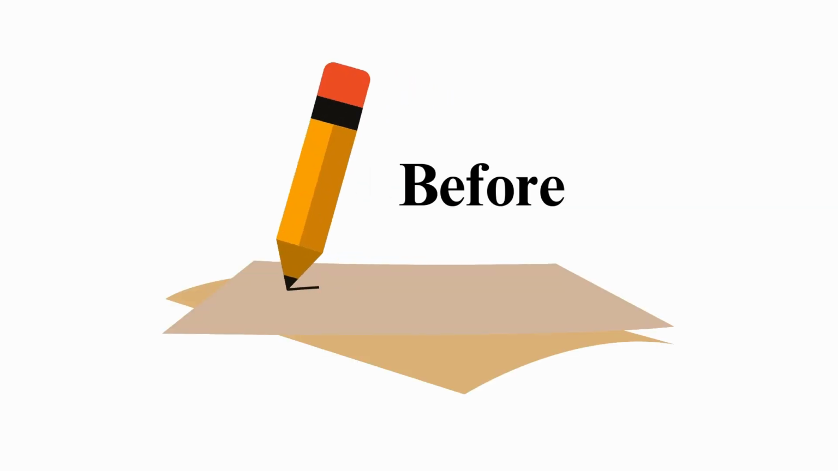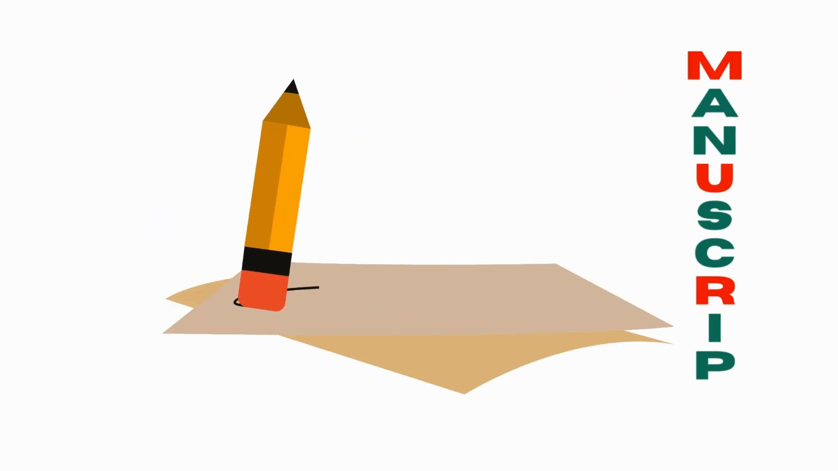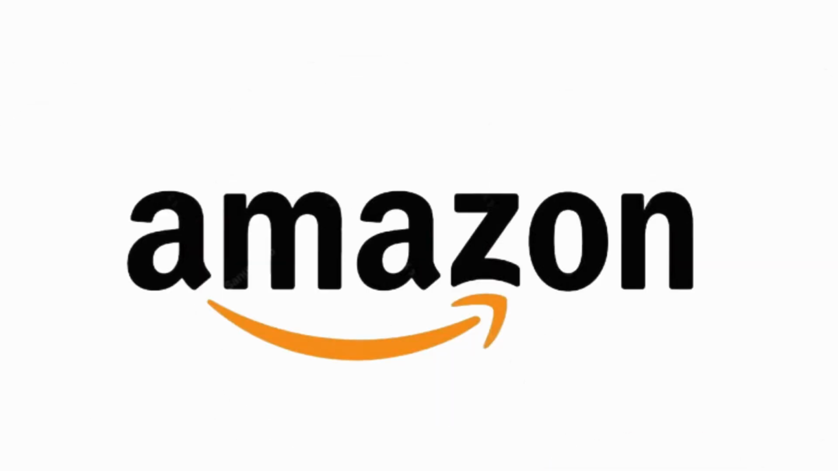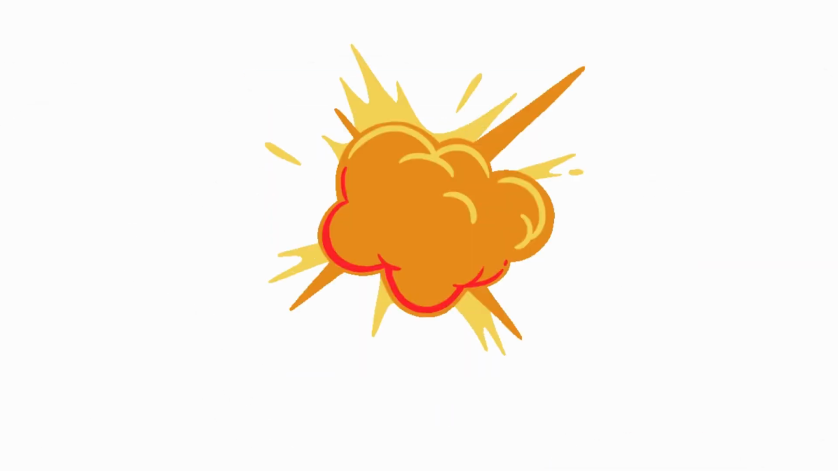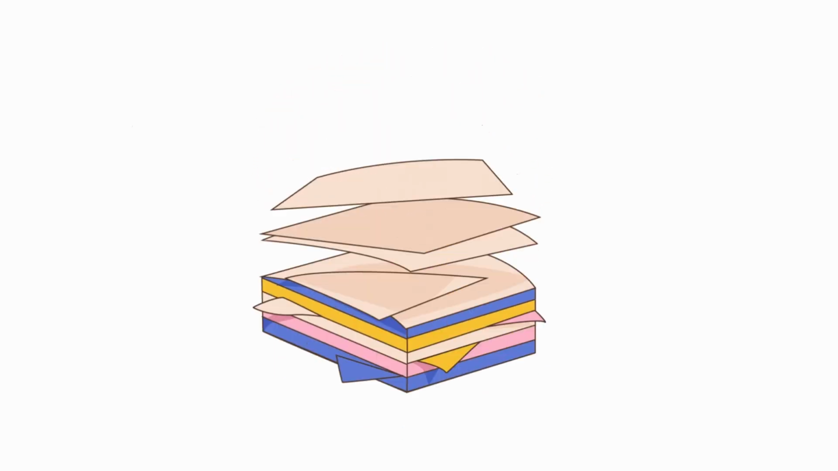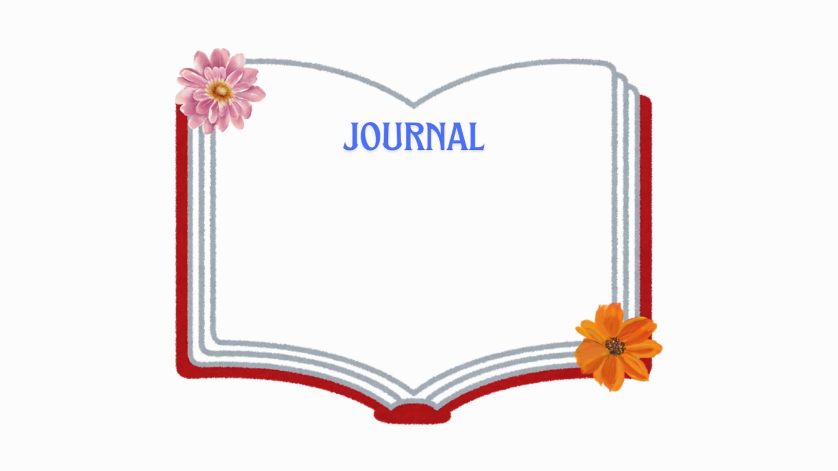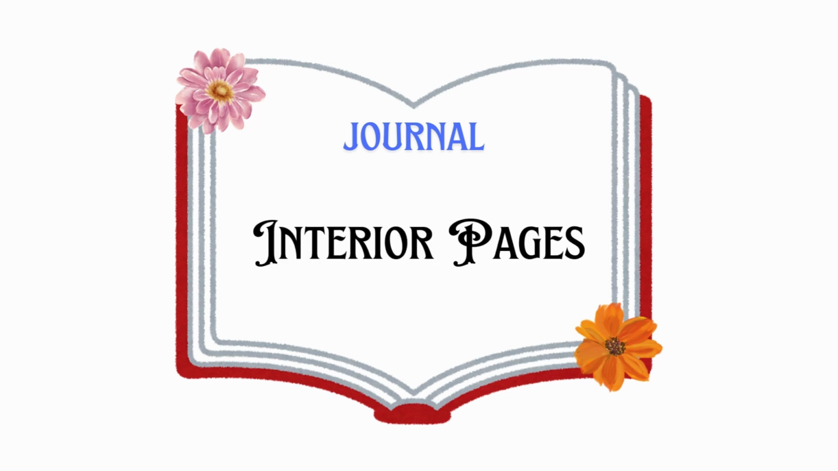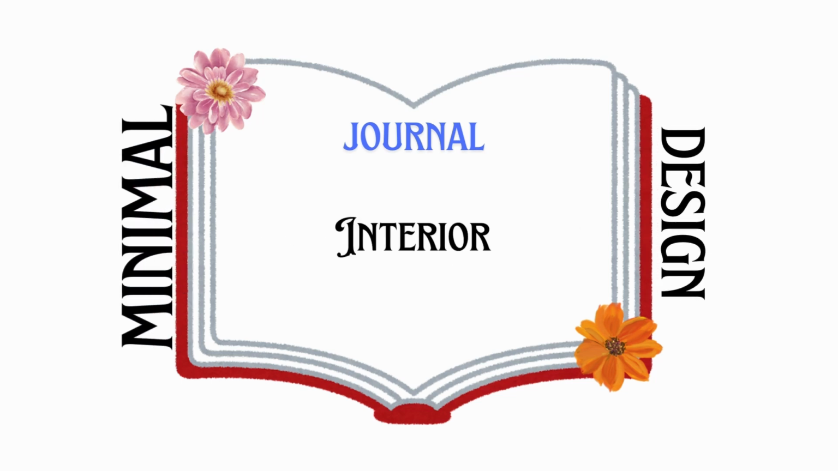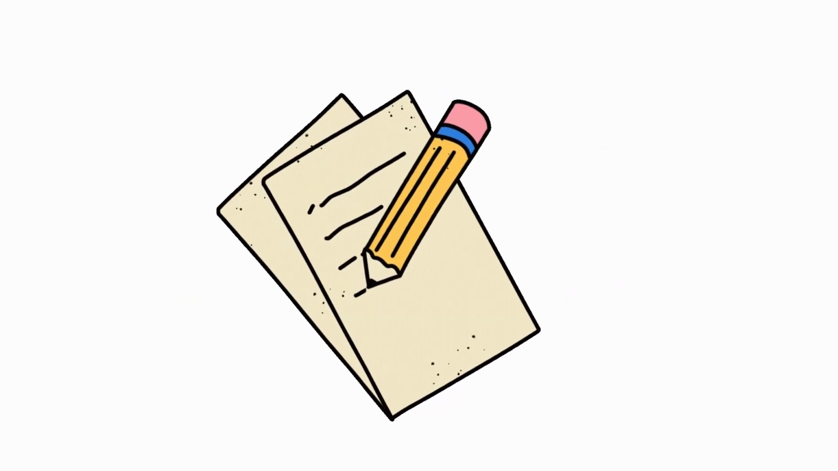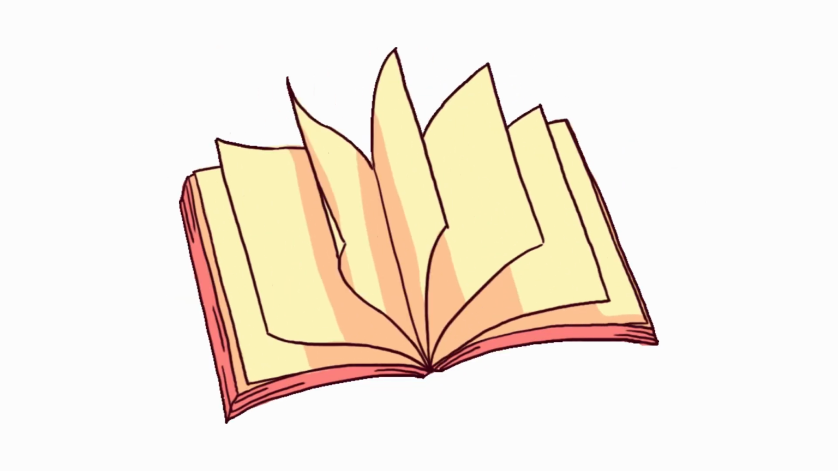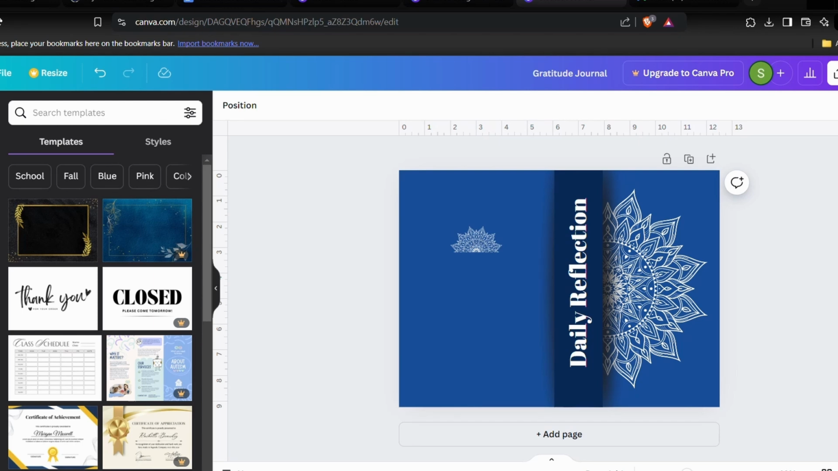Let's jump into creating the manuscript for your journal. Before we create the manuscript, let's understand what the manuscript is. In the context of Amazon KDP, a manuscript is a file that contains the content of your book or journal. For a journal, this typically includes interior pages with minimal interior design, prompts, blank lines for users to fill in, and repeating pages.